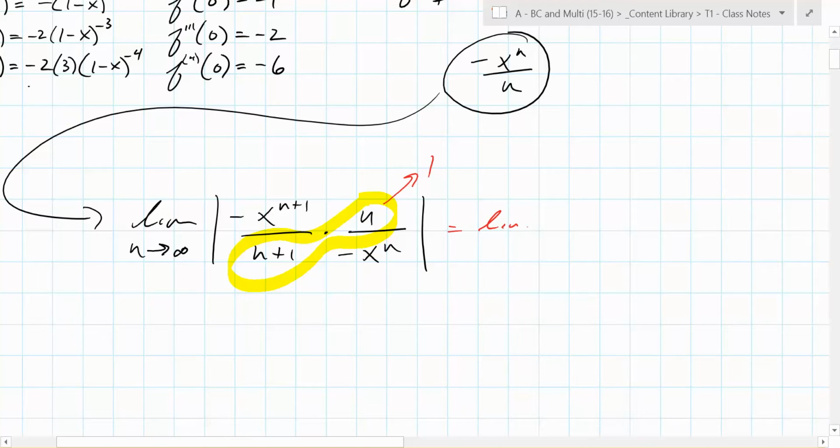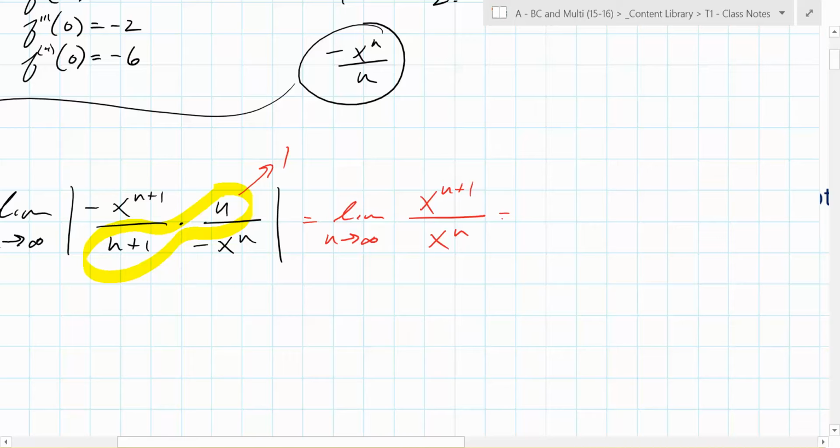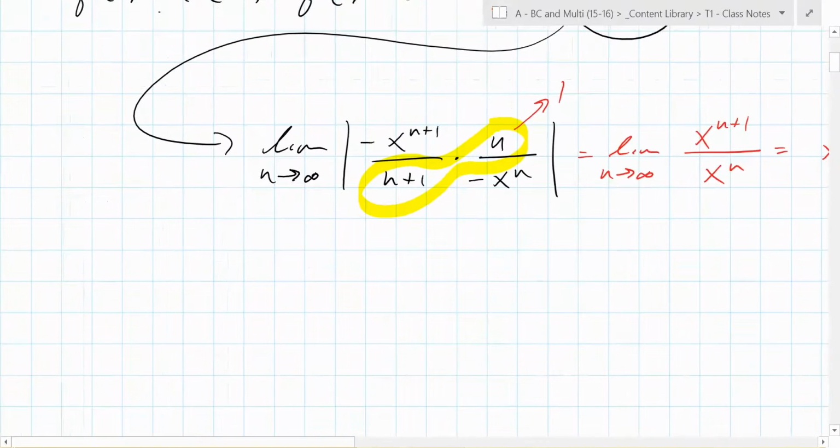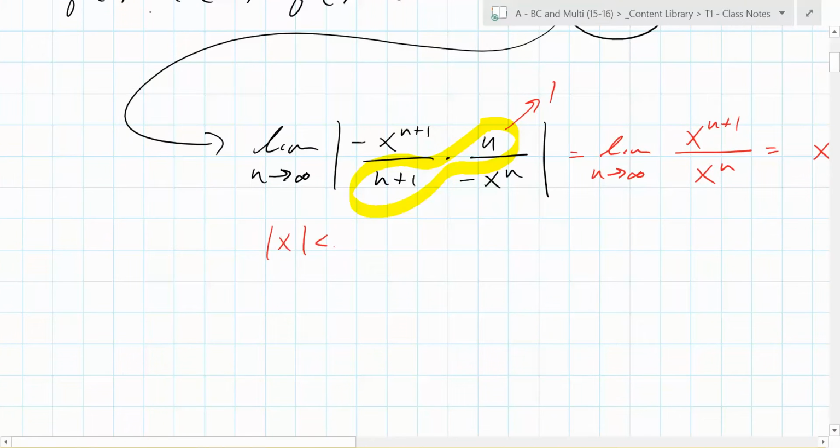You end up with the limit as n goes to infinity of x to the n plus 1 over x to the n. Negatives cancel and it's positive. So what are you left with? Just x, right? So therefore, the absolute value of x has to be less than 1, so x is between 1 and negative 1.